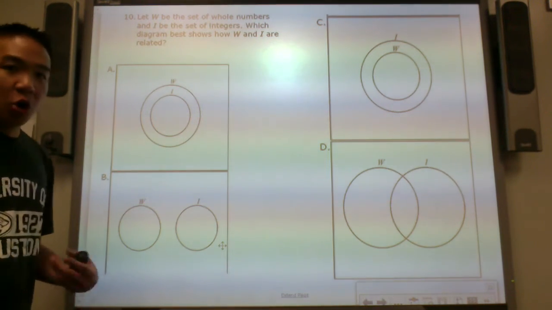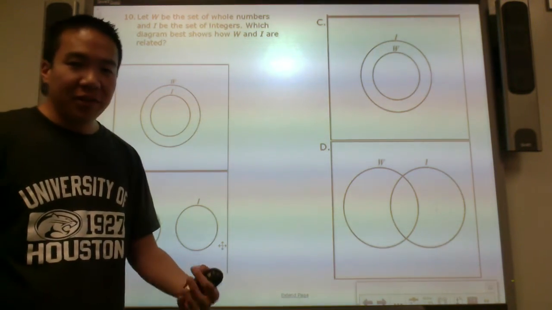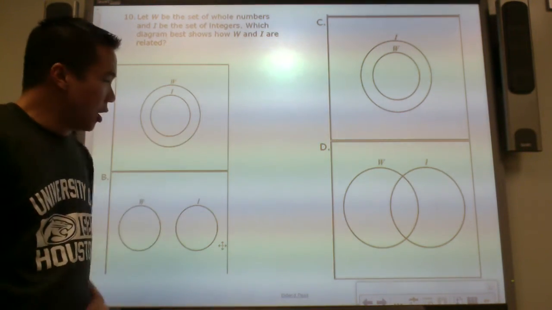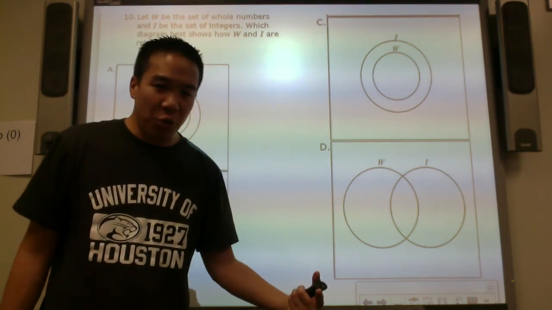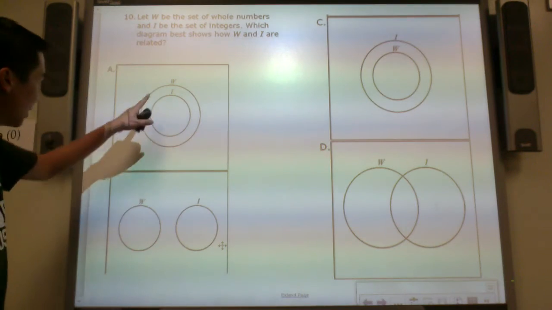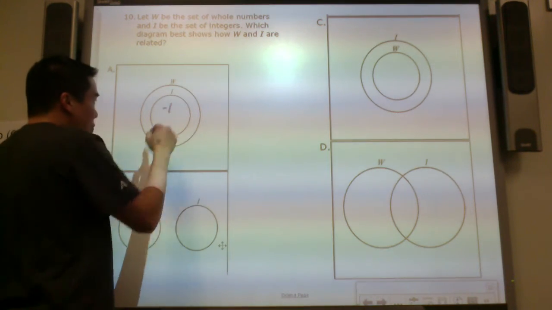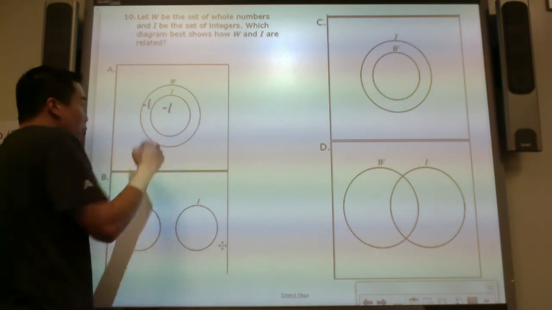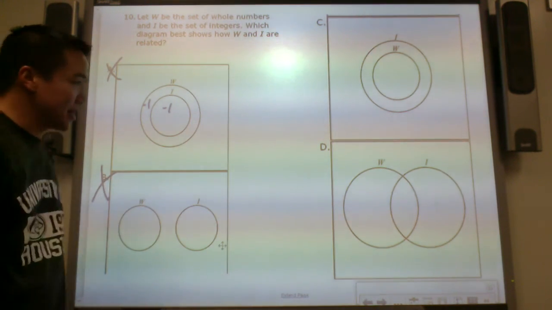What are whole numbers? Whole numbers are 0, 1, 2, 3, 4, 5. Things you can count. Count with your fingers. Integers could be positive whole numbers or negative whole numbers. So, can integers become whole numbers? So, I put negative 1 here. Can I also put a negative 1 inside the whole numbers? No, you cannot. A and B do not make sense.